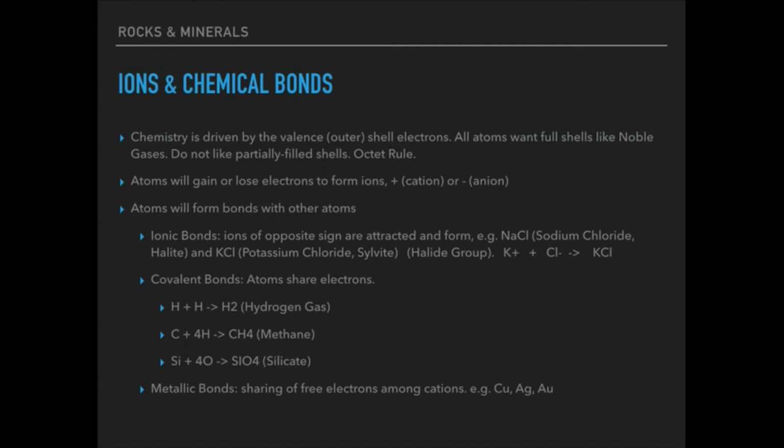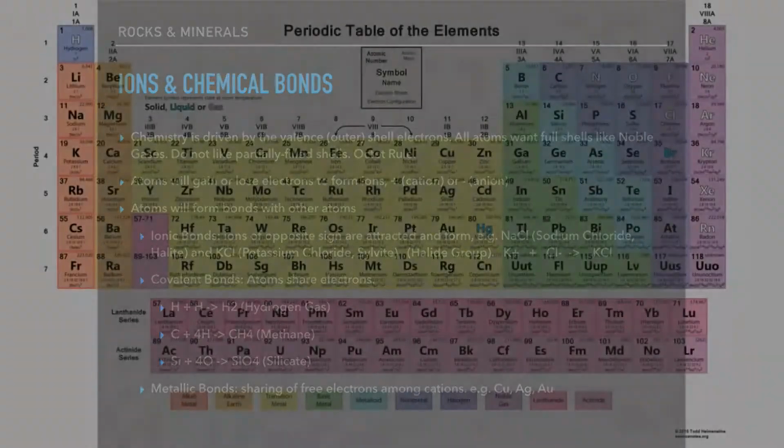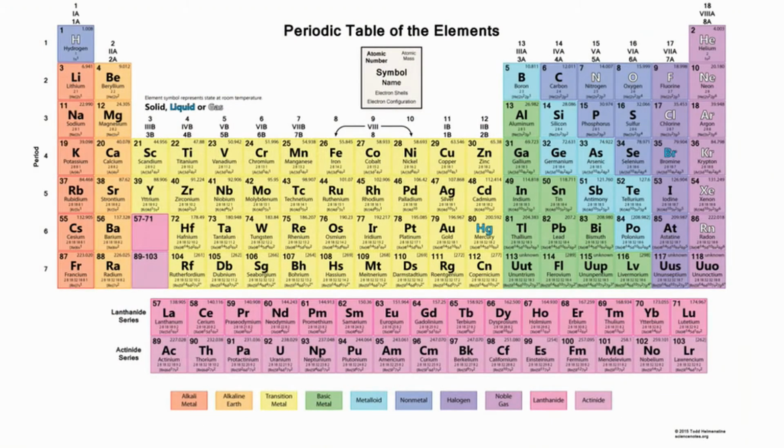Now, these are all part of the halide group. So we're getting back to how we categorize these things. And so that's the halide group, and that's because they are using the anions from the halide group, from the halogens: fluorine, chlorine, bromine, iodine.